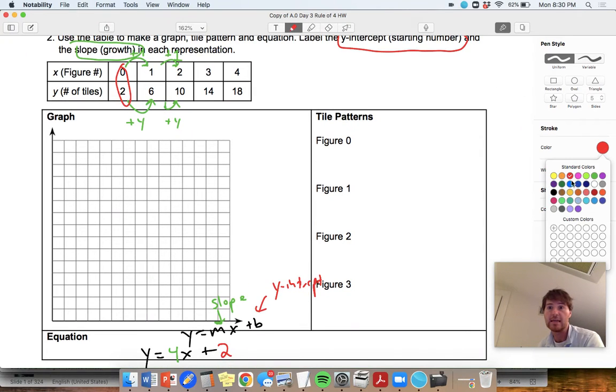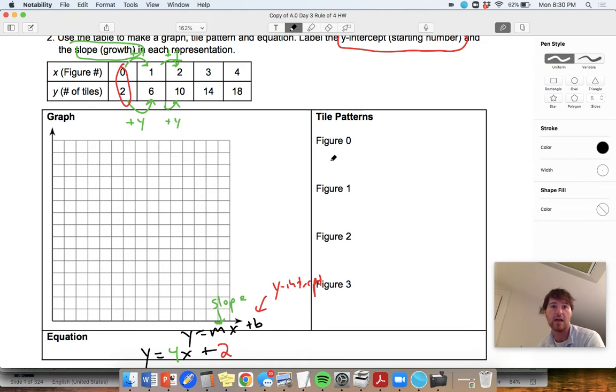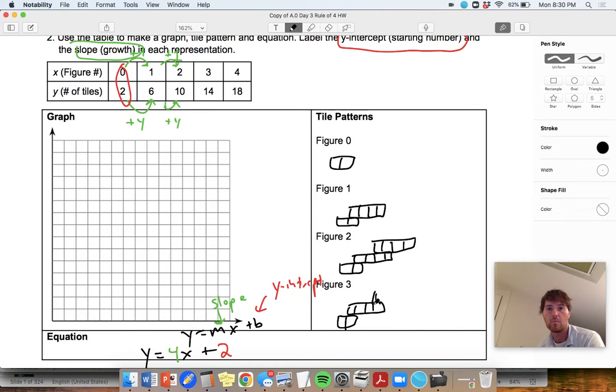If I were to quickly do it, it's really easy to do tile patterns here. Just stick on: figure 0 has 2 tiles. Figure 1 has 6, so I'm growing by 4 this time. There we go. Now something like this, 1, 2, 3, 4. And then added on another 4 here, 1, 2, 3, 4. And finally add on another 4 here. Boom. 1, 2, 3, 4. Okay, and then we'll graph it on out.